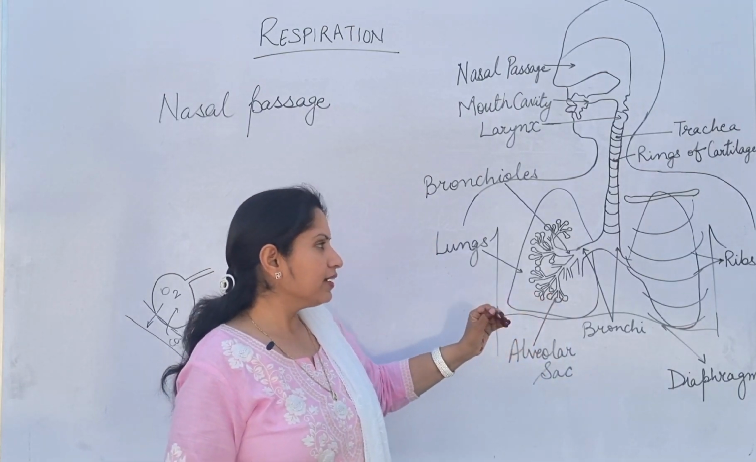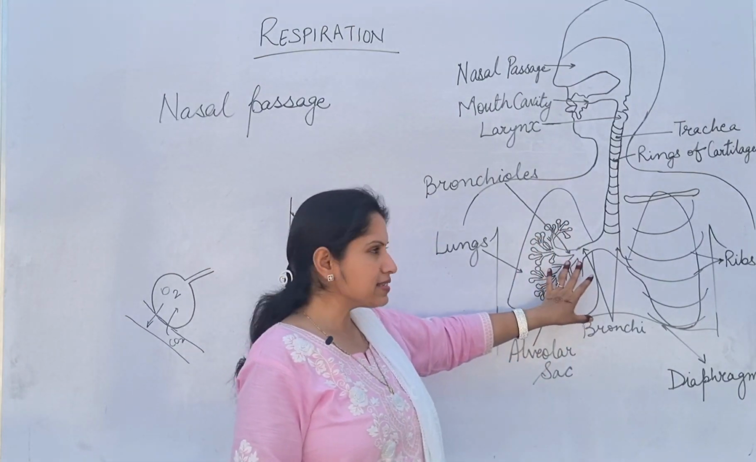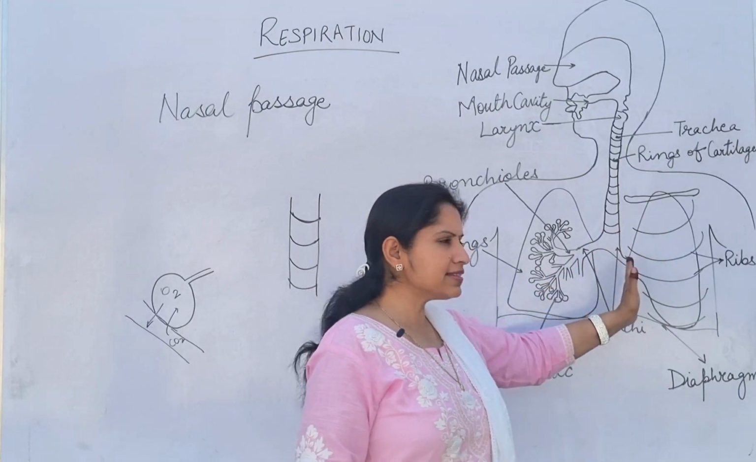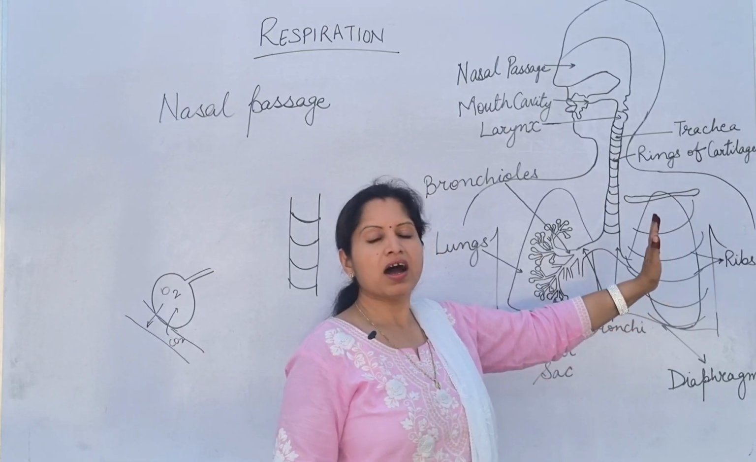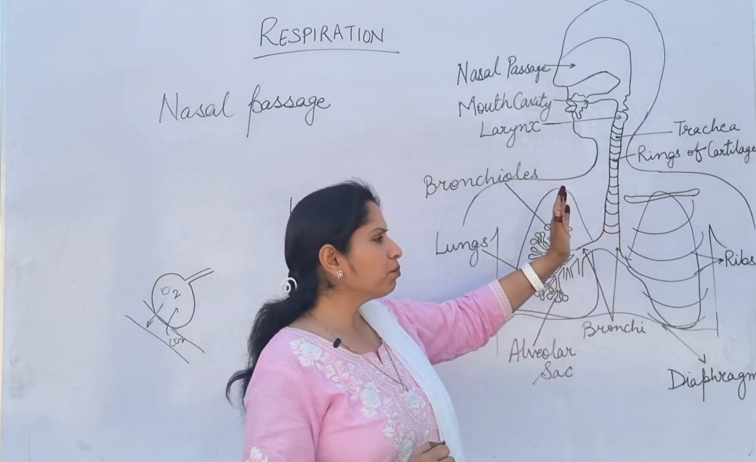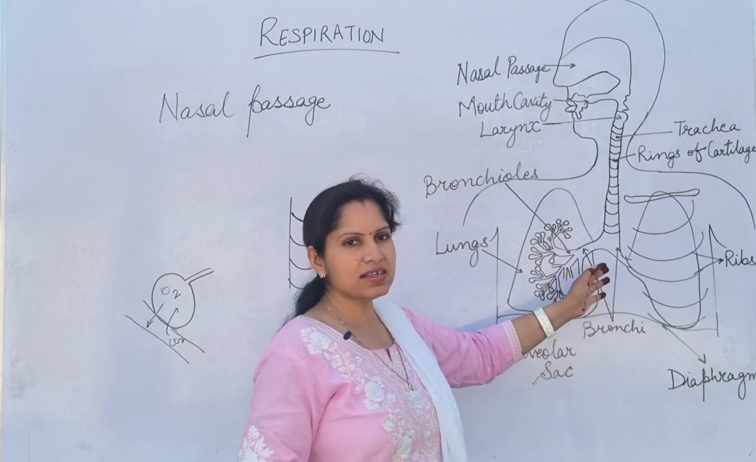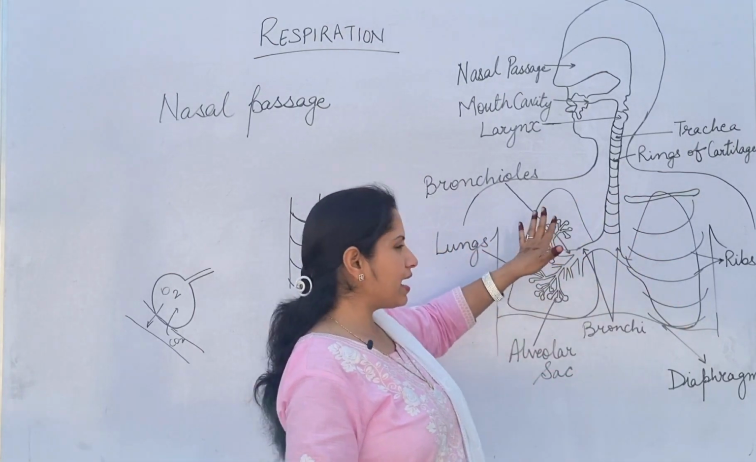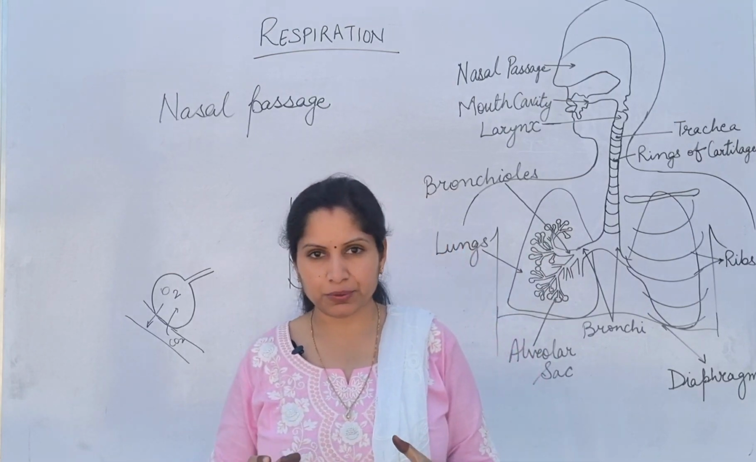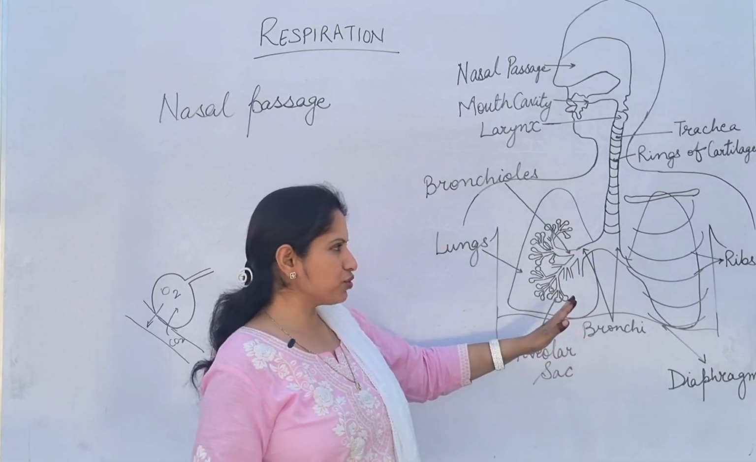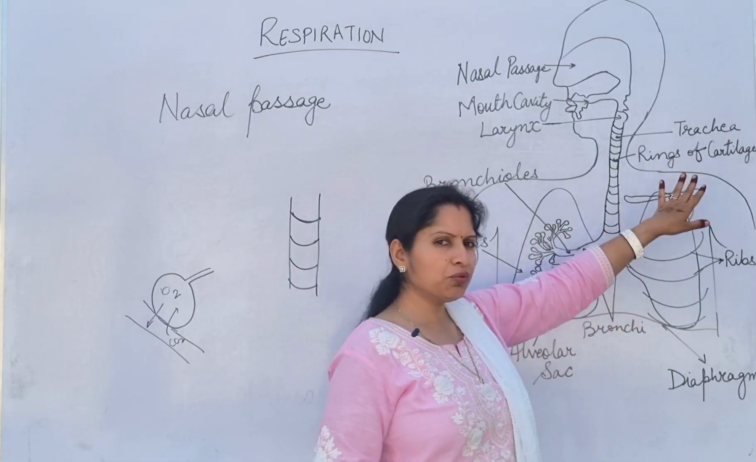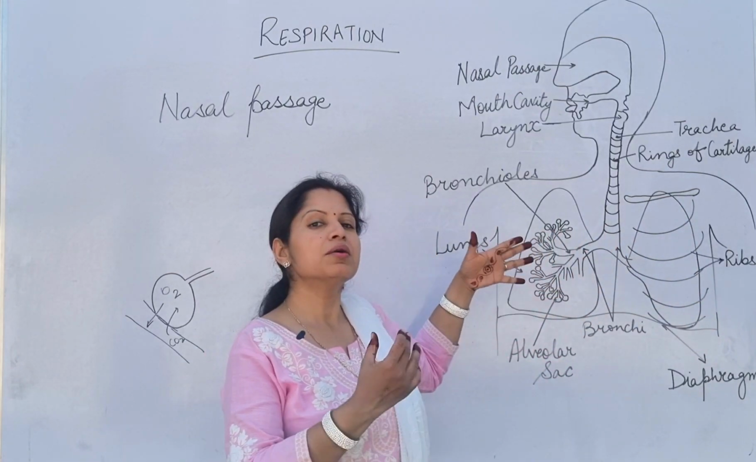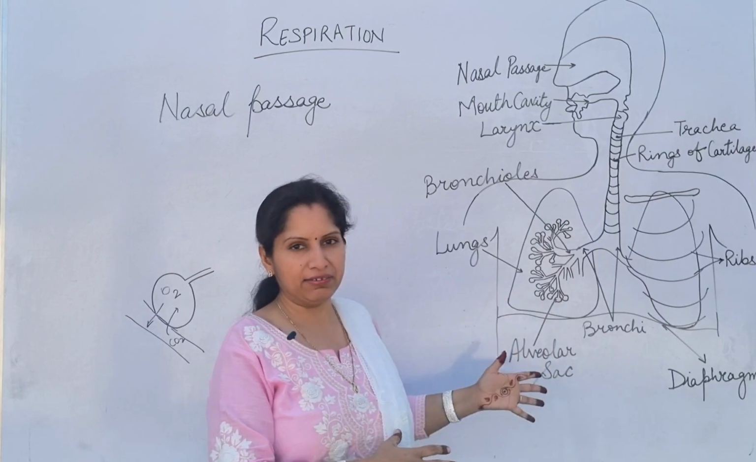One more thing is there, the right lung is bigger as compared to the left lung, because the heart is tilted somewhat towards the left side. The heart is present in the midline of the body, but one end of the heart is tilted towards the left lung. So the left lung is smaller as compared to the right lung. When you are drawing the diagram also, you can show the ribs only on one side of the lungs, and on the other side you can show the division of the bronchus into bronchioles and alveoli.